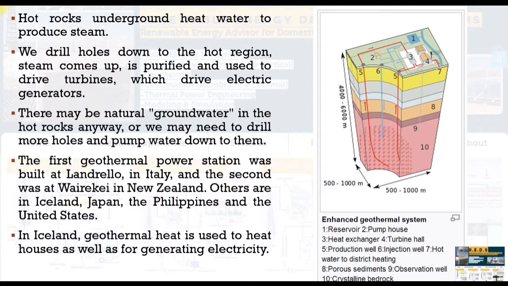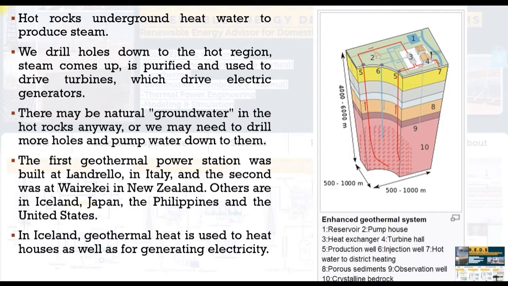The first geothermal power station was built in Italy, and the second was in New Zealand. Others are in Iceland, Japan, Philippines, and United States, of course, in countries with volcanic behavior. In Iceland, geothermal heat is used to heat houses as well as for generating electricity.